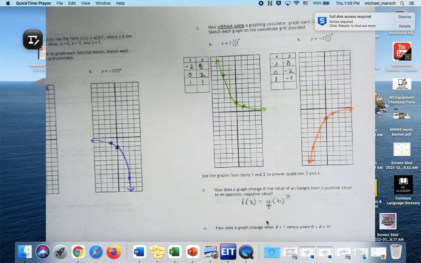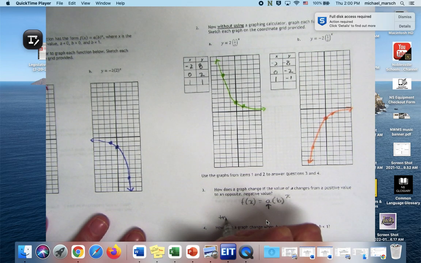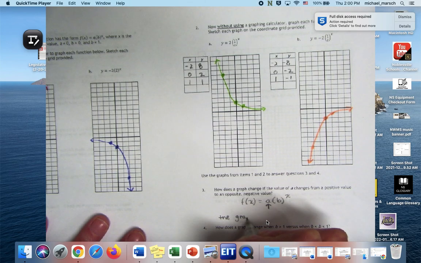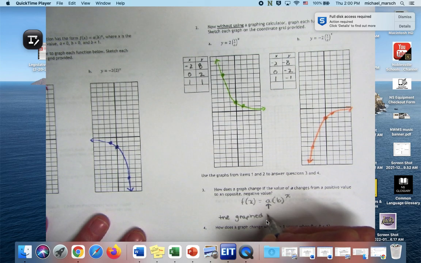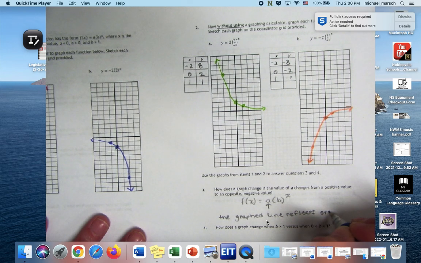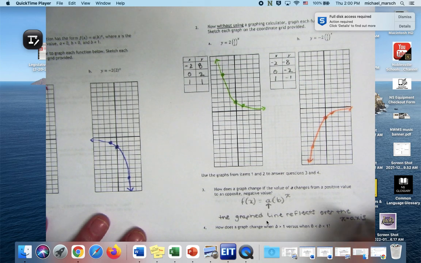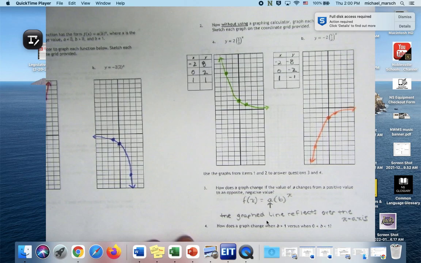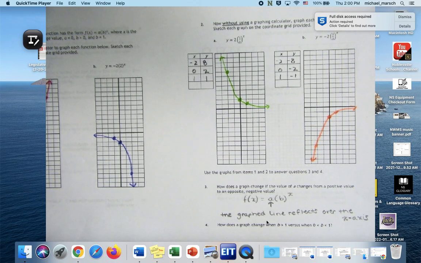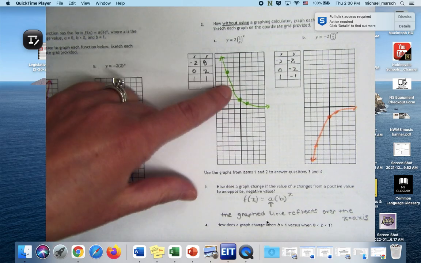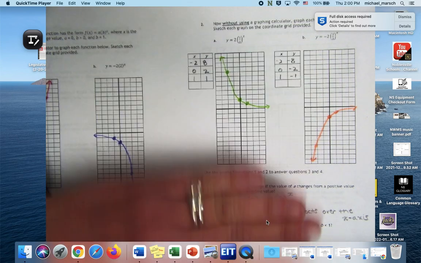It reflects, right? The graphed line reflects over the x-axis, right? That's our A value. So it went from 2 to negative 2, it flipped over the x-axis. From 2 to negative 2, again, it flipped over the x-axis, right? You can kind of see how those would be a mirror of each other.